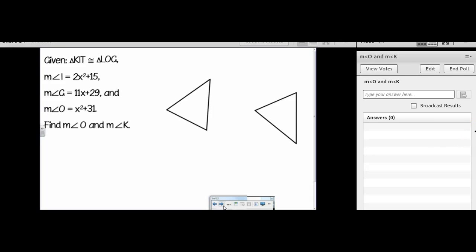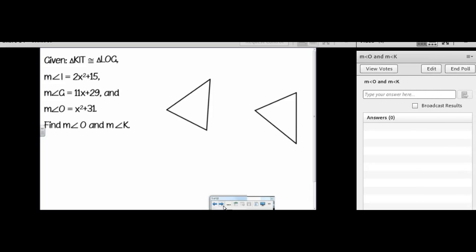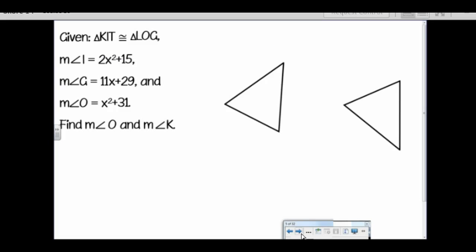LOG. The measure of angle I is given, the measure of angle G is given, and the measure of angle O is given. Find the measure of angle O and the measure of angle K. I will get you started on the test. You can choose whether you would like to draw a picture or not. There will not be pictures drawn for you, so it's your choice whether this helps you organize your information or not.